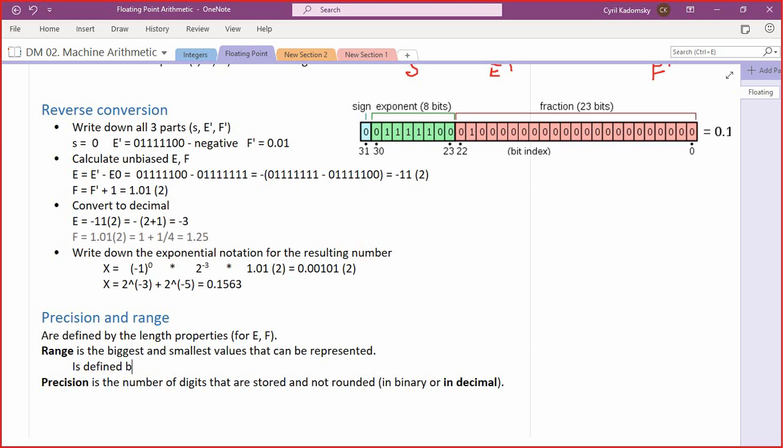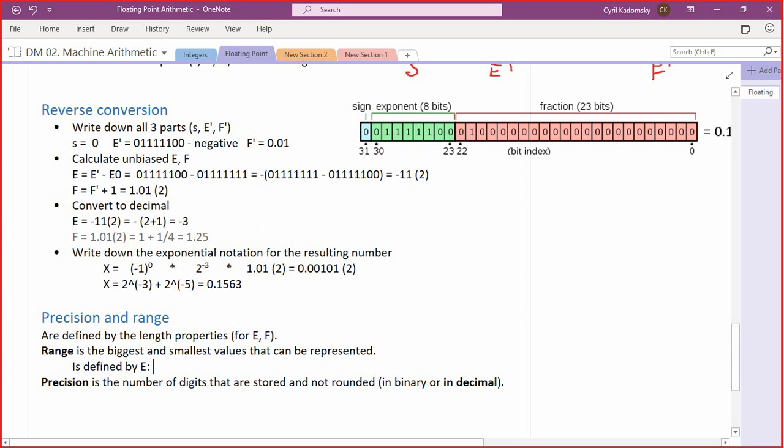The value is defined by the exponent. Why? Because small changes in the exponent change the value of our number very dramatically. If we change this value, the number increases or decreases very much. And if we change the fraction, we can change only this fractional part. It doesn't have much influence on the total value. So it is defined by E.